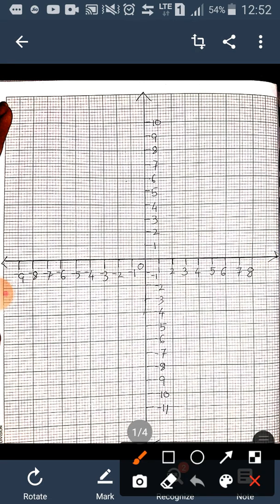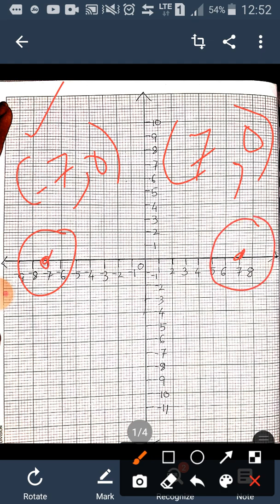Yes, minus 7 comma 0, minus 7 on the x-axis and 0 on the y-axis, so it is this point. Yes, this is minus 7 comma 0. If it is reflected along the y-axis, then the x coordinate will change. X coordinate is 7, so minus 7 changes to plus 7 and the y coordinate won't change, it will be 0 only. Yes, so 7 comma 0 is this one.